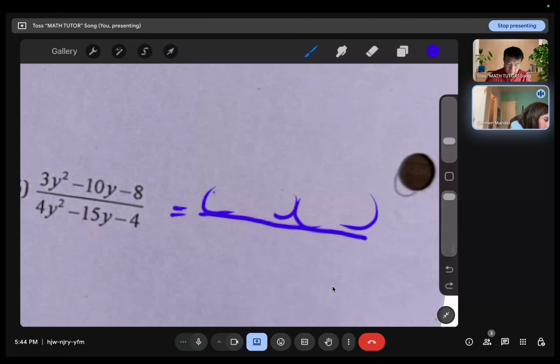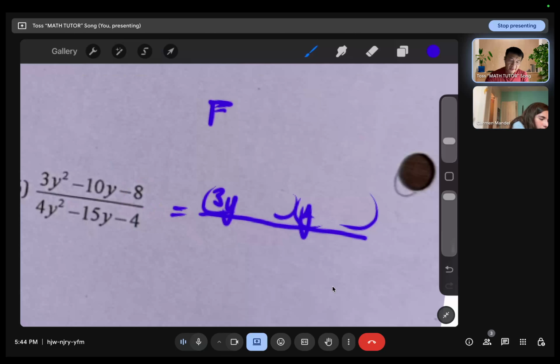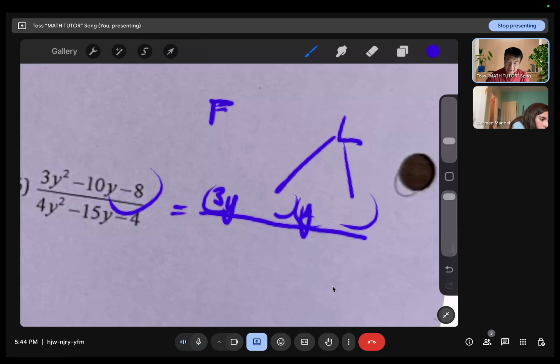All right, what combination do you want? It's going to be 3y and something, and then 3y and y. So when you do trial and error, you always guess the first and the last. And we got the first right here. Now just guess the last. The last to get you negative 8.